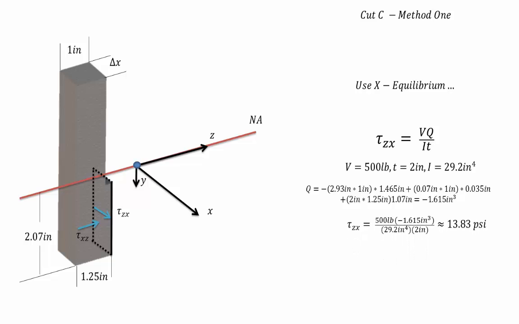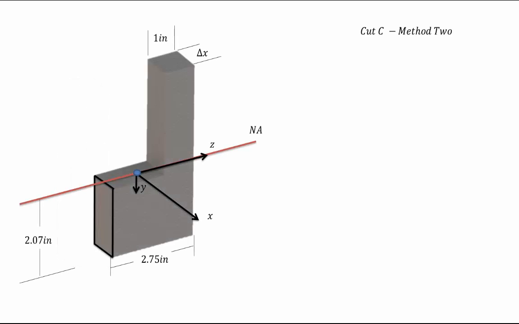We're then going to plug that into the tau equation and get that tau, or shear stress, is roughly equal to 13.83 psi. And as before, tau zx is equal to tau xz. Alright, so now we're going to look at the cut through C from the other side. So its section will look a little bit like this. So tau zx is now switched in direction so that it equals and opposes the other tau zx. However, tau xz is running in the same direction as it was before. So as before, we're going to use x equilibrium to solve this with tau equals VQ over It.